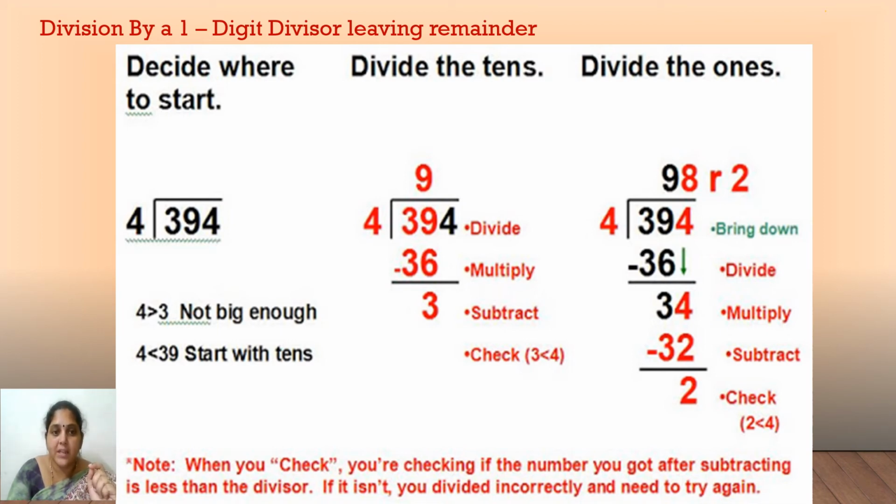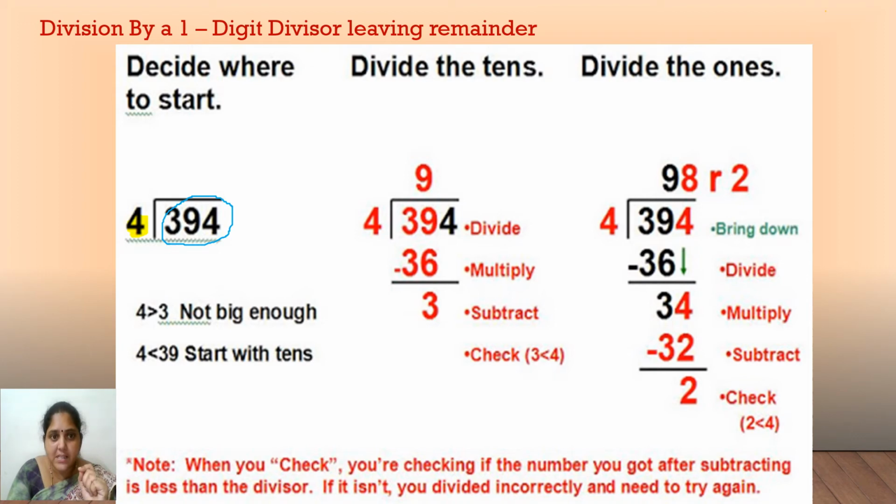Now what is my dividend number here? My dividend number is 394. 394 is my dividend number. Now what is my divisor here? My divisor is 4. It means I have to divide 394 by 4.